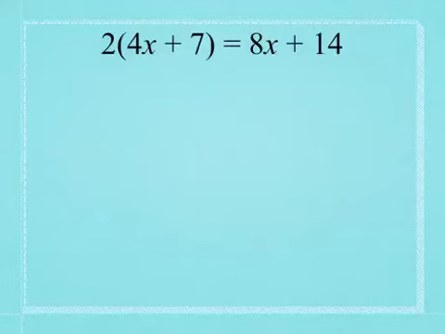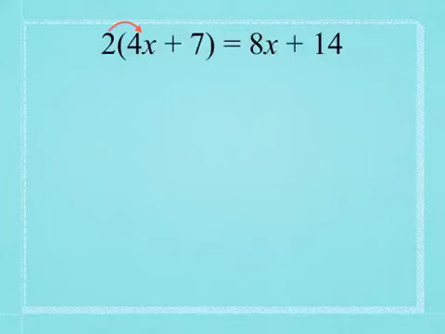Our first example, when we're solving using the distributive property, these examples are going to combine basically everything that we've talked about with equations, so it's kind of a good review. The first thing we need to do, if we have it, is go ahead and distribute. In this case, I do need to distribute. I have 2 parentheses 4x plus 7 equal to 8x plus 14. So I'm going to distribute the 2 into both terms inside of my parenthesis.